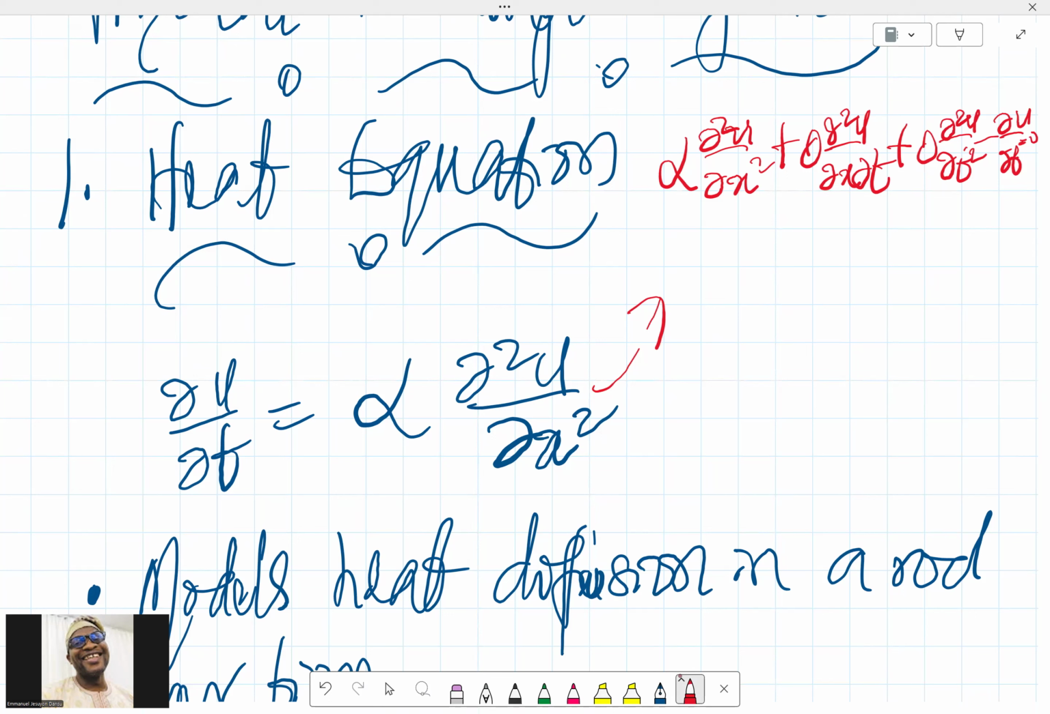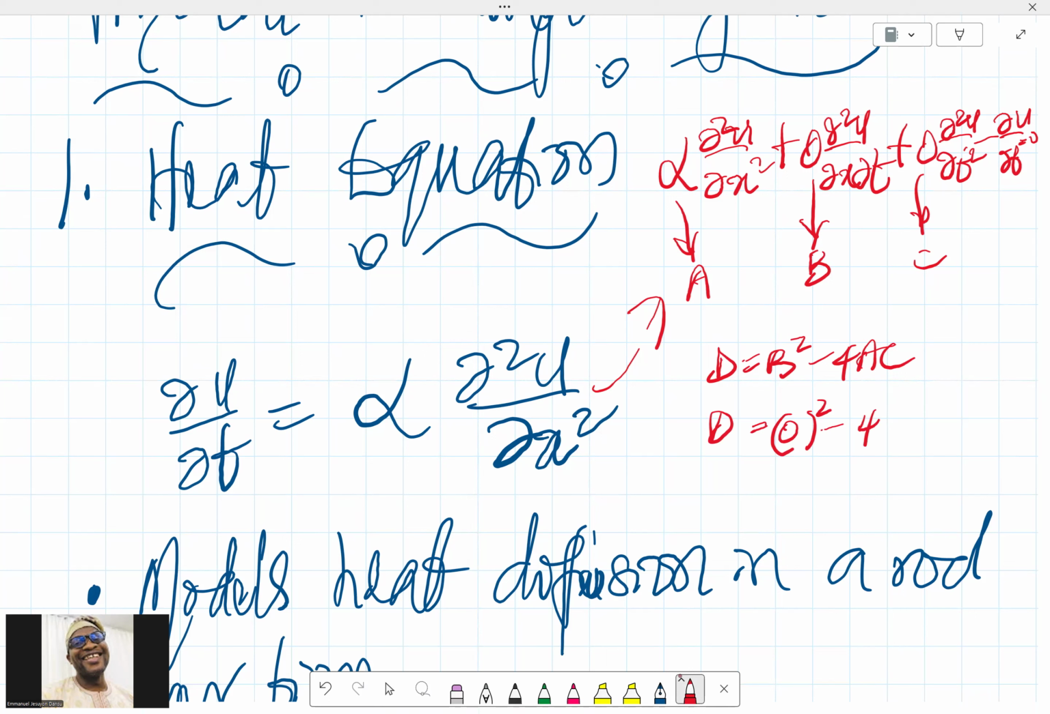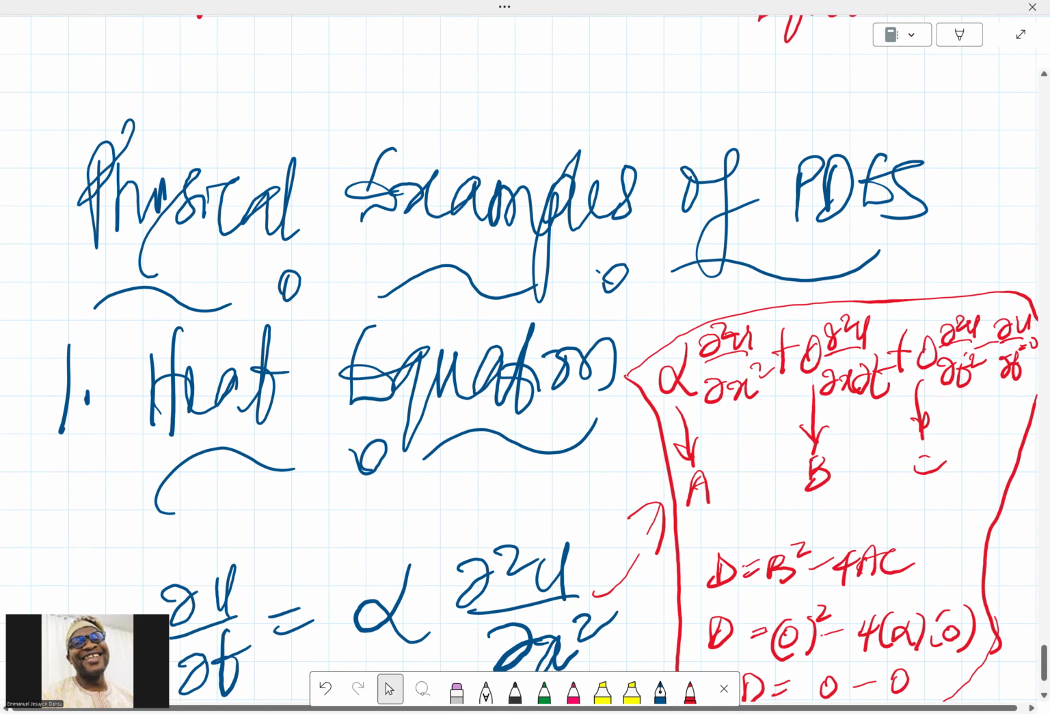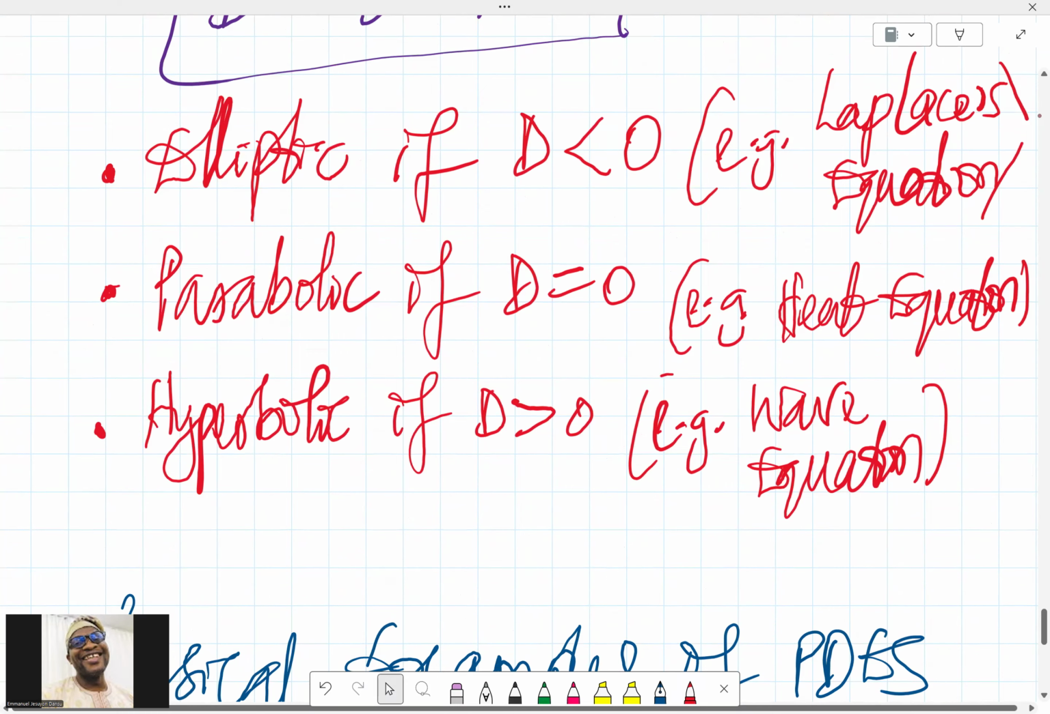So you see, A is alpha, B is 0, C is also 0. Now if you do D equals B squared minus 4AC, that is D equals 0 squared minus 4 times alpha times 0. So D is simply 0 minus 0, so D is 0. And when D is 0, what do we get? We say it's parabolic. It's simply parabolic because D is equal to 0.